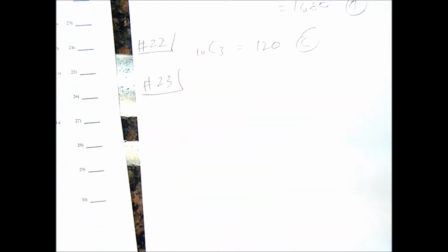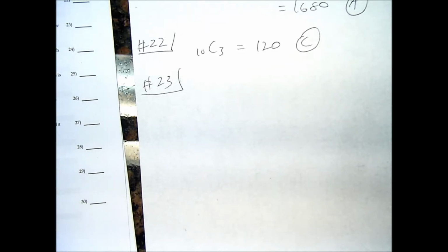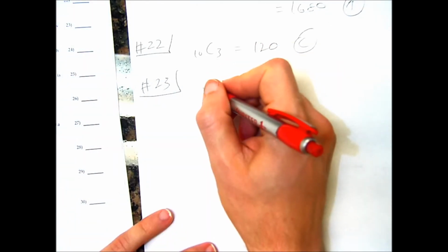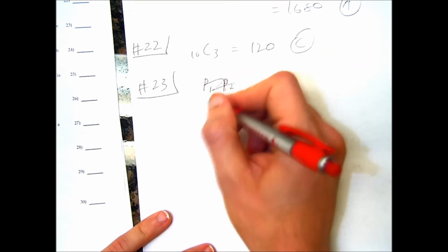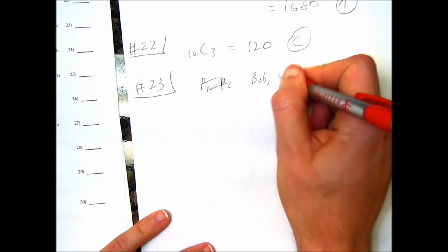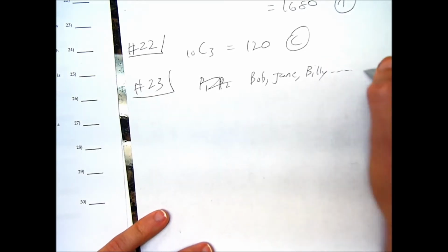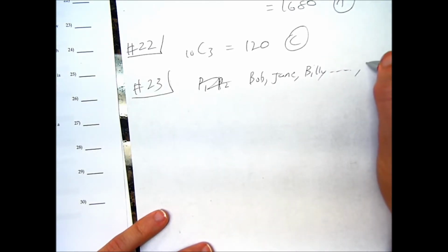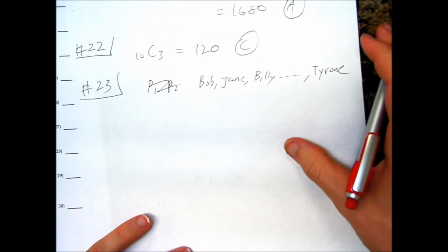Here we go, and we're going to use these problems right now. There are 8 members on a board of directors. If they must form a subcommittee of 6 members, how many different subcommittees are possible? So we have 8 people. Person 1, person 2, or let me give them names. How about Bob, Jane, Billy, whatever. 8 people. And then last person is Tyrone. I don't know.